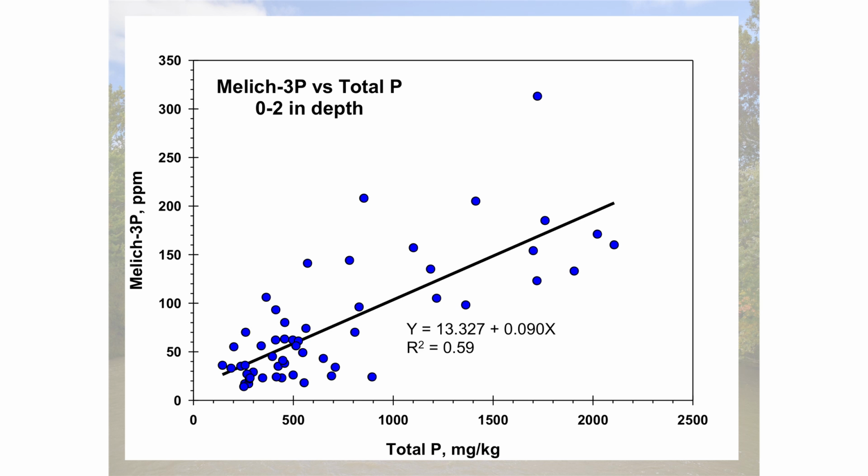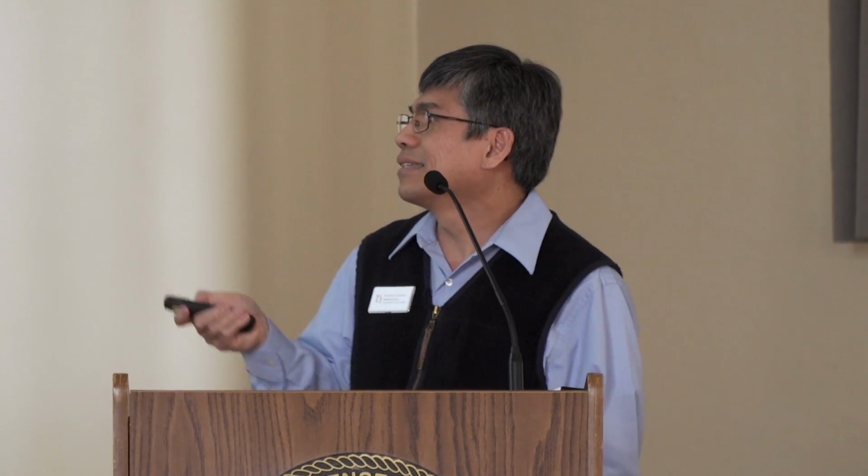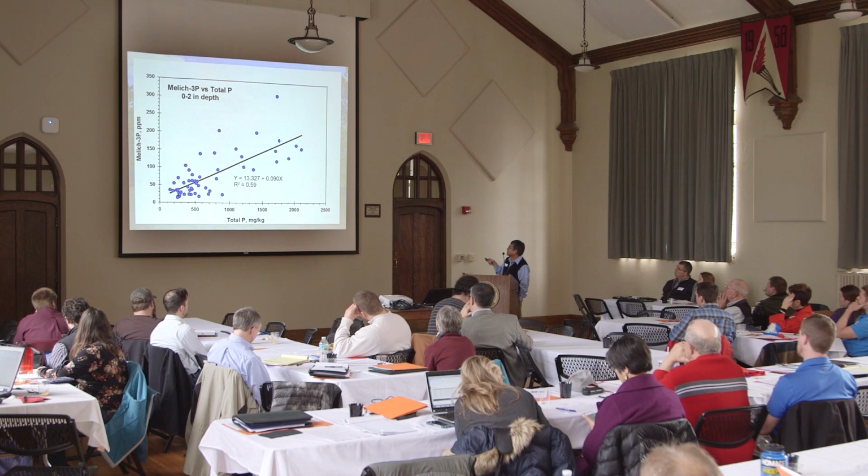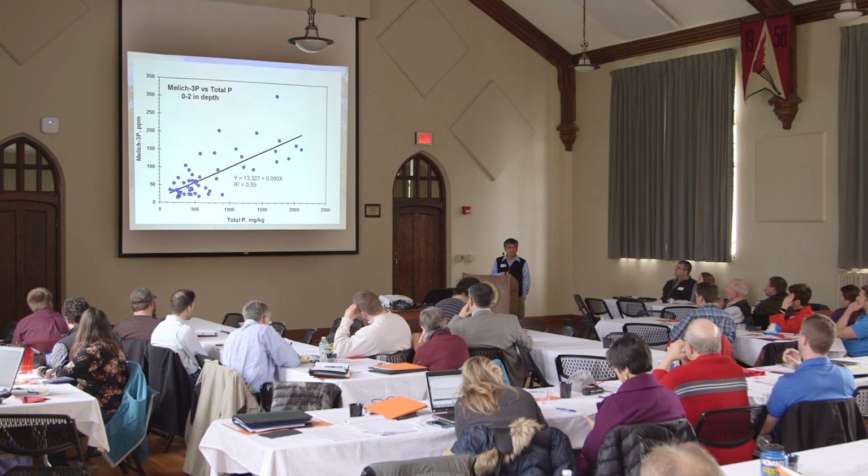What we did was that instead of just looking at the available Mehlich-3 P, we asked ourselves, why don't we also look at the total P that's in the soil? And this shows us the slope, which means that on average, the available P is less than 10% of the total P in the soil. So about 9%, and that's at the 0 to 2 inch depth of the soil.